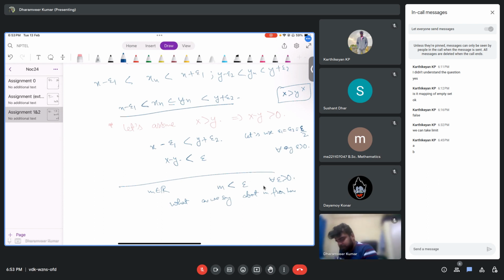You are going to use this so many times. Guys, come on, it's a very simple question. m belongs to the real numbers, and m is less than or equal to epsilon for every epsilon greater than 0. What can you say about m from here?